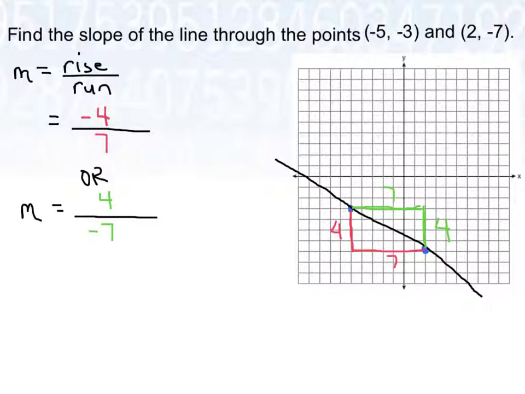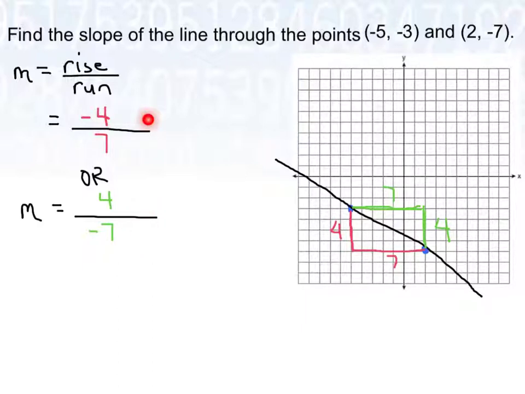So when you compare the answers that you get from starting at (-5, -3), traveling to (2, -7), that's this answer. And starting at (2, -7), traveling to (-5, -3), that's this answer. You'll notice that they both mean the same number. They are both -4/7.